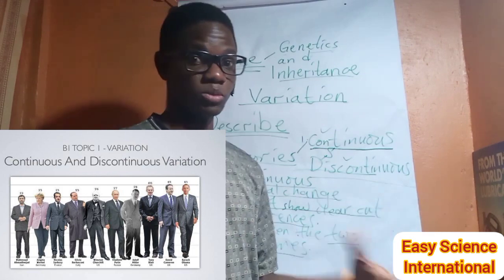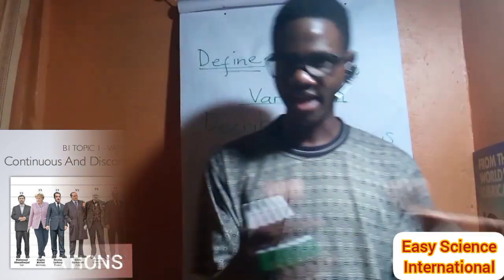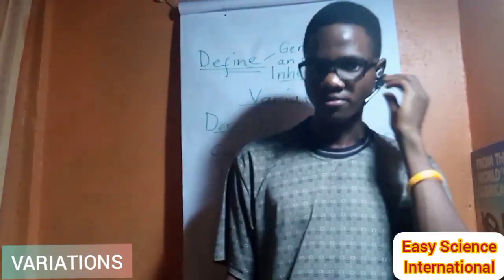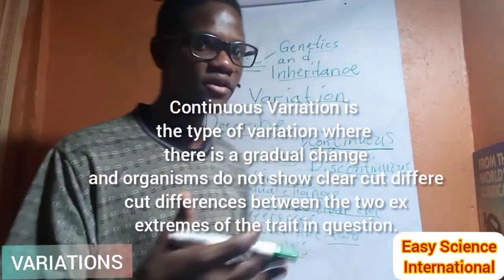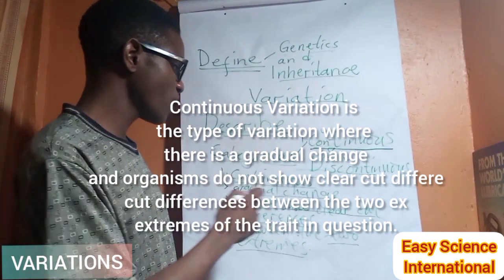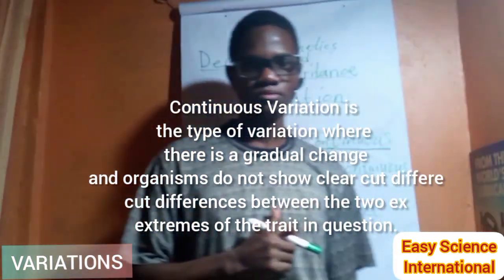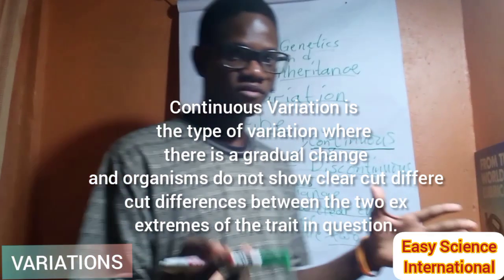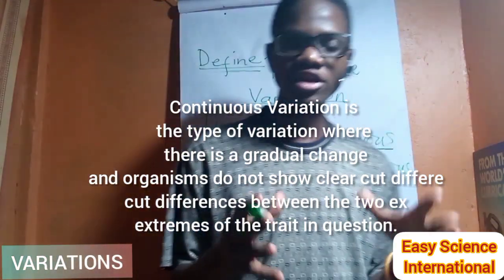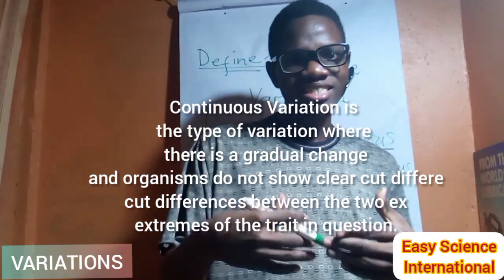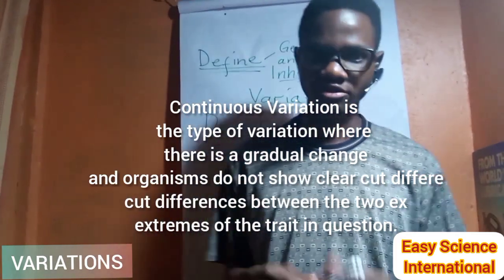And at last, the extremes. We've looked at the extremes. So in between extremes, you expect to find other people. Therefore, to coin our definition, a continuous variation is the type of variation where there is a gradual change and organisms do not show clear-cut differences between the two extremes of the trait. We've just combined the characteristics of this kind of variation. Variation is just the differences brought about due to trait.